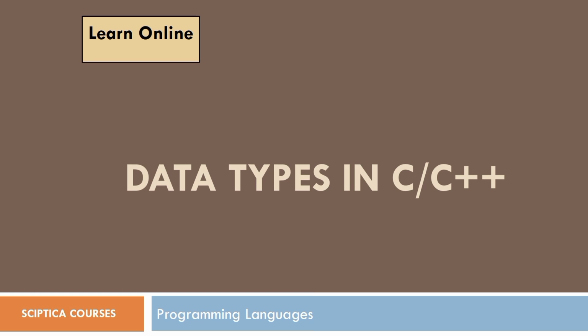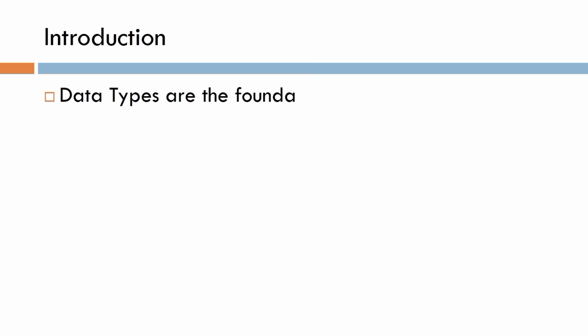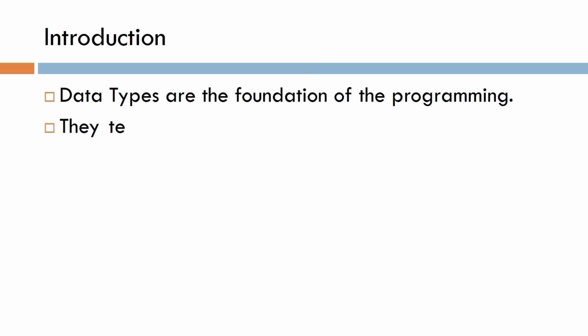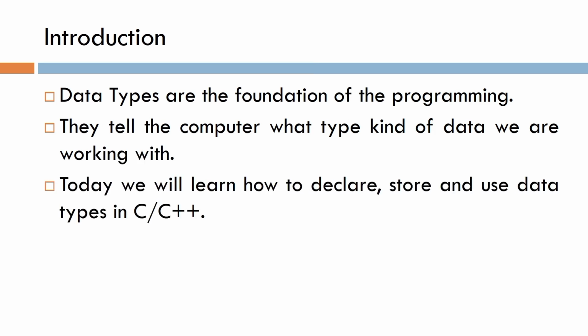In this video, we will learn about the data types that are used in C and C++. Here is the introduction. Data types are the foundation of programming. They tell the computer what kind of data we are working with. Today, we will learn how to declare, store, and use data types in C and C++.